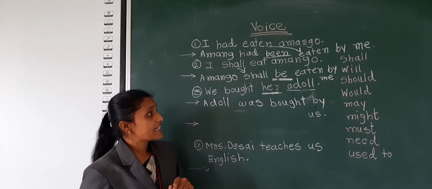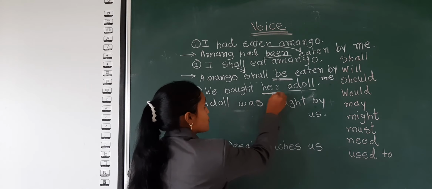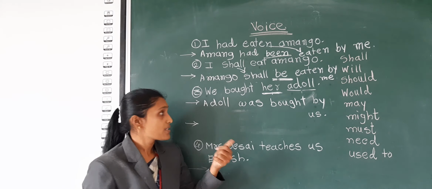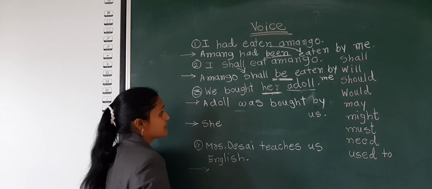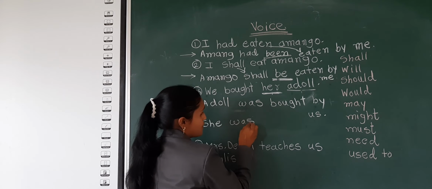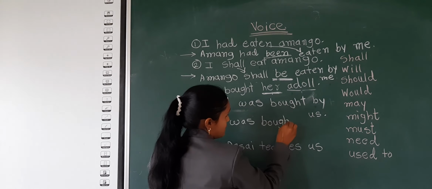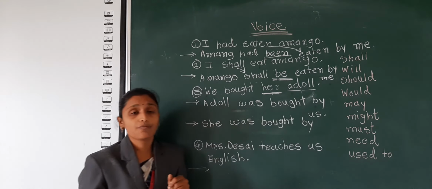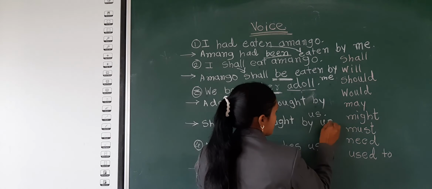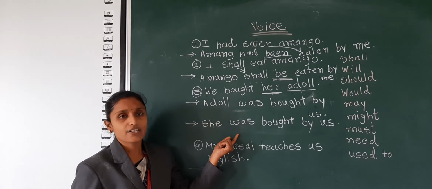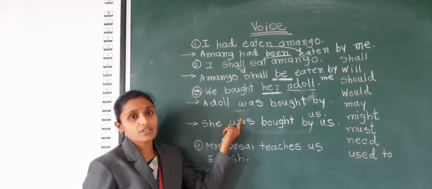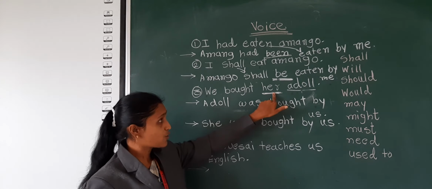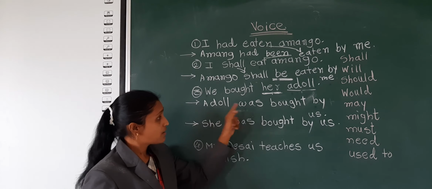Now see, beginning with the indirect object. "Her" is given here, so what is the first form of her? She. So you start with "She," then "was," as usual, "bought," the past participle, and "by," and then after it, since "we" is given, what is the second form of we? Us. Only a little is changed through the direct or indirect object. Either you can begin with the direct object, otherwise the indirect object. See, what is the answer? "A doll was bought by us."